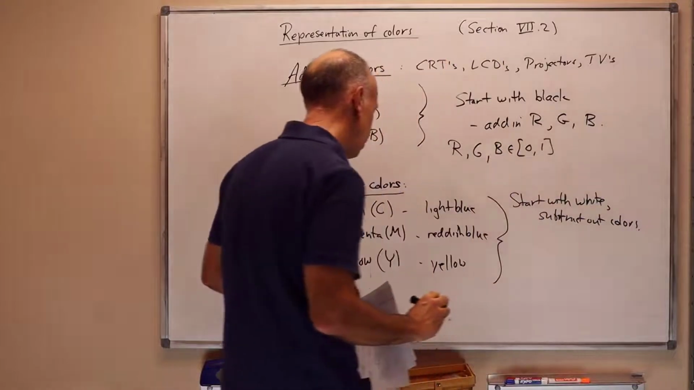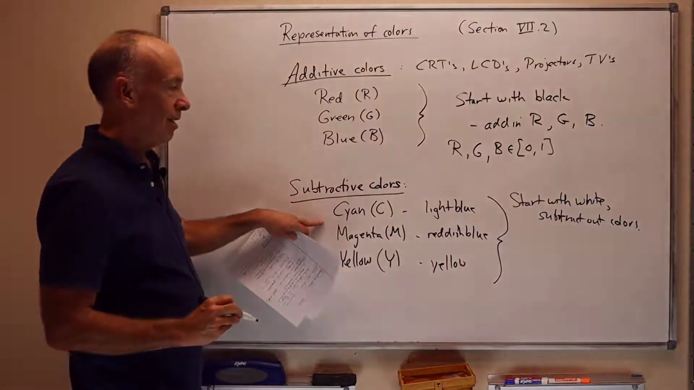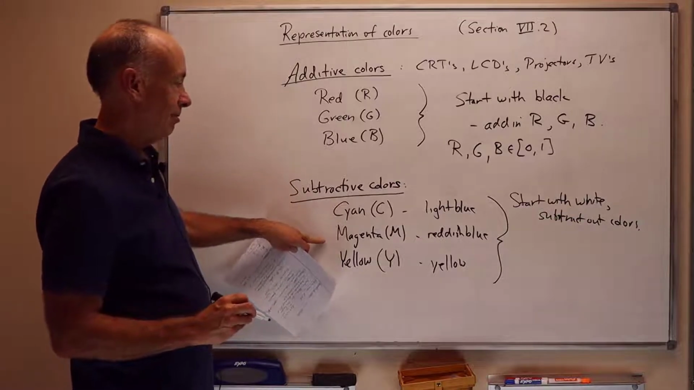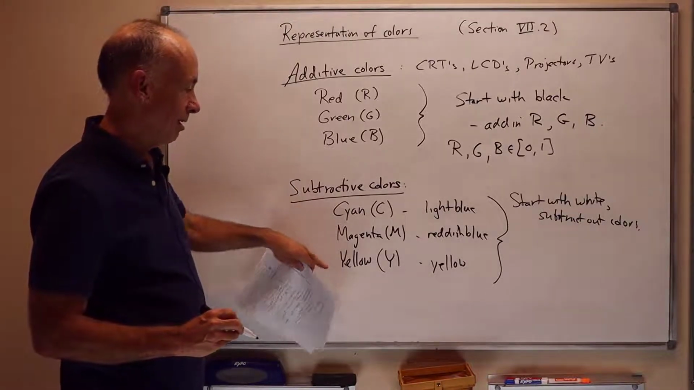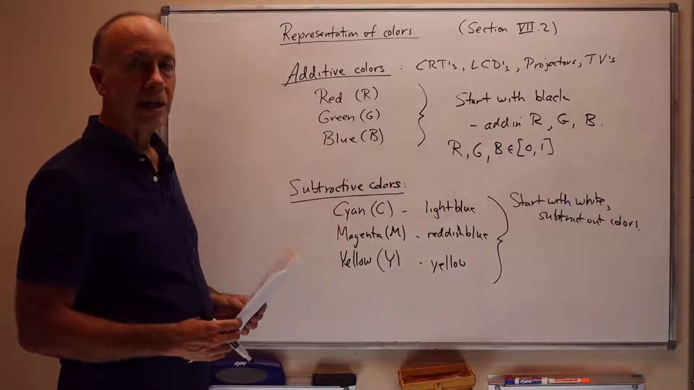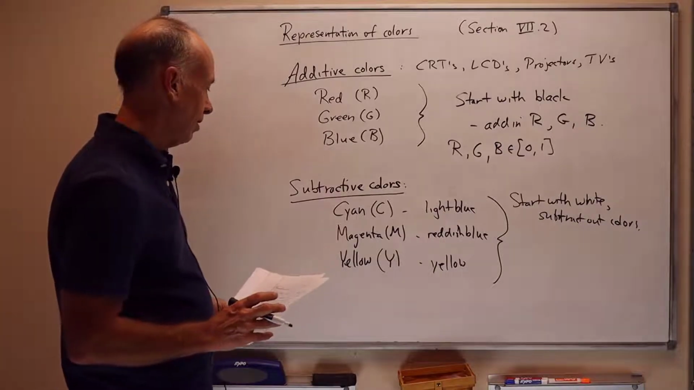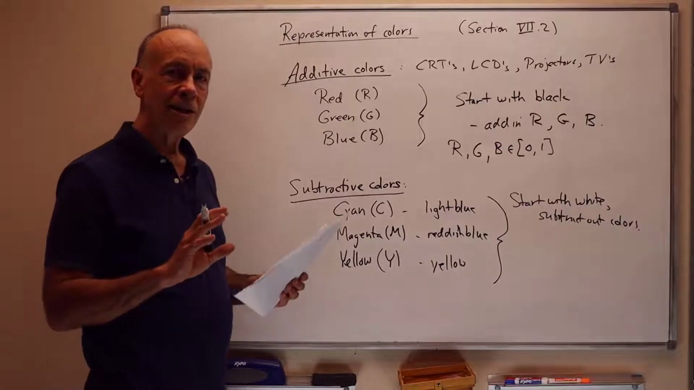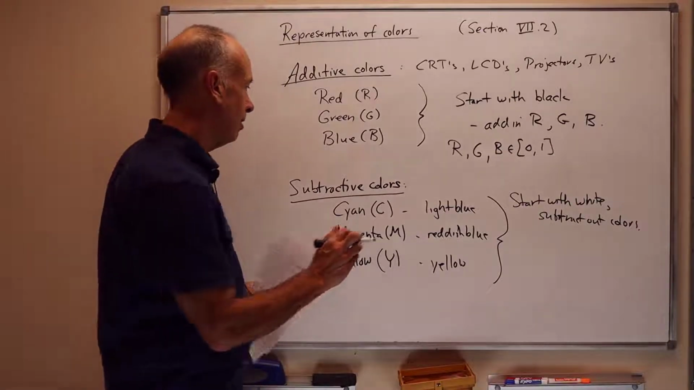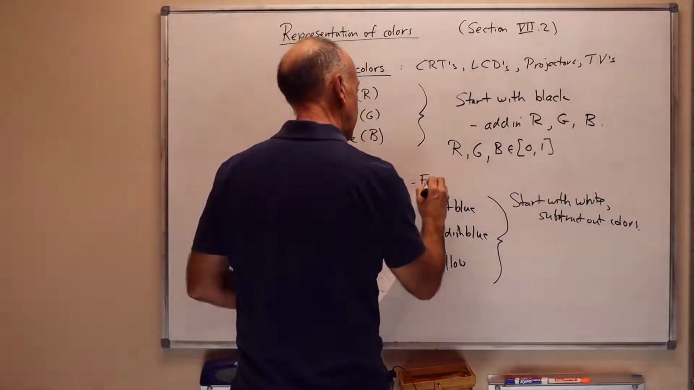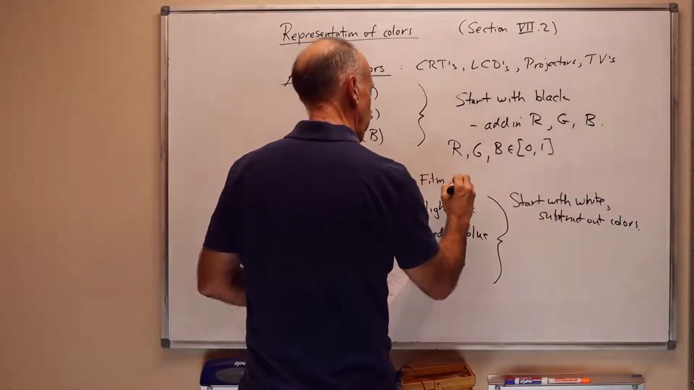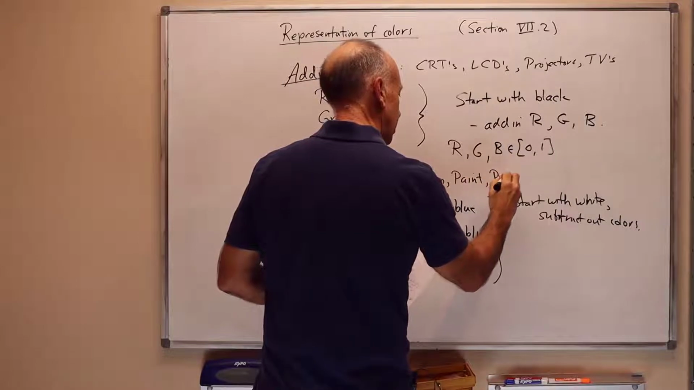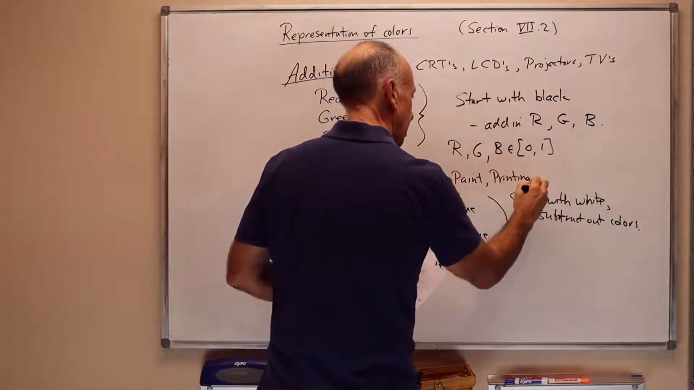What colors do we subtract out? For cyan, we subtract out red. Cyan is the opposite of red. For magenta, we subtract out green. And for yellow, we subtract out blue. The picture with the subtractive colors is you've got a white light shining through something. This is used for film, for paint, for printing with inks, painting with inks.